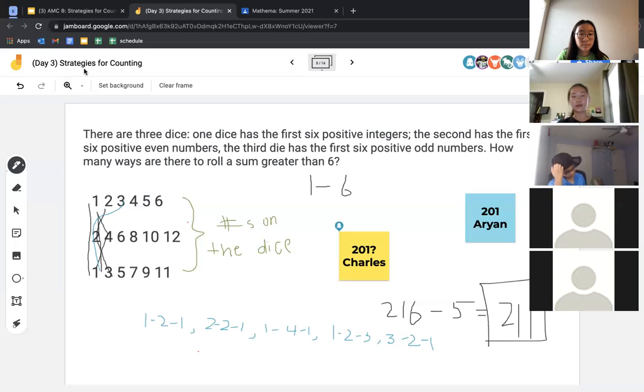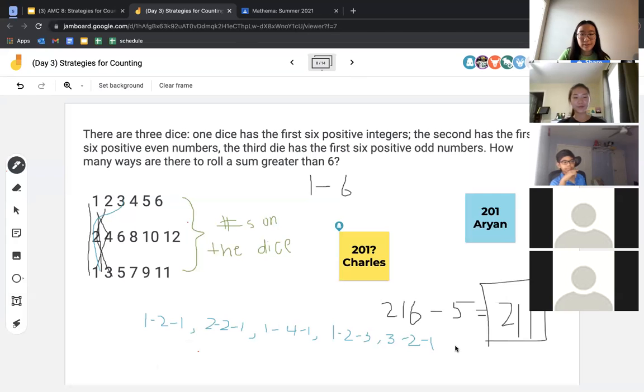As long as you are counting the same way both times, you can just subtract. That might have been a little confusing, but that's how it works.